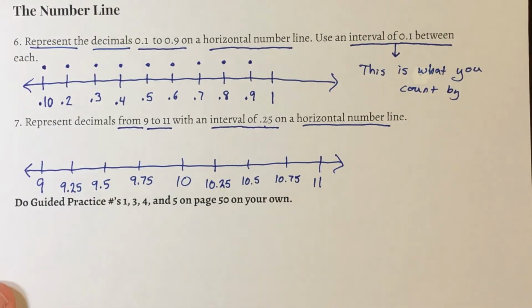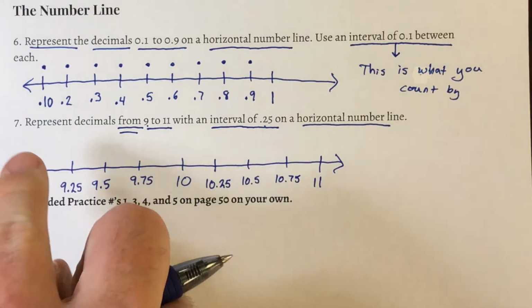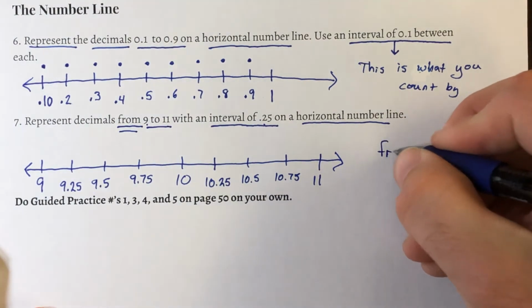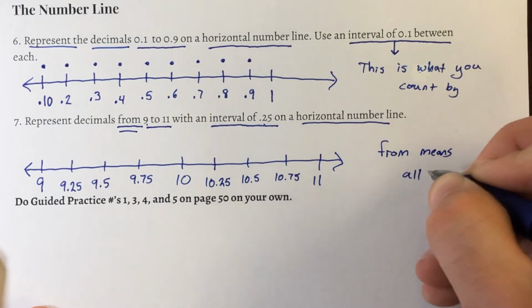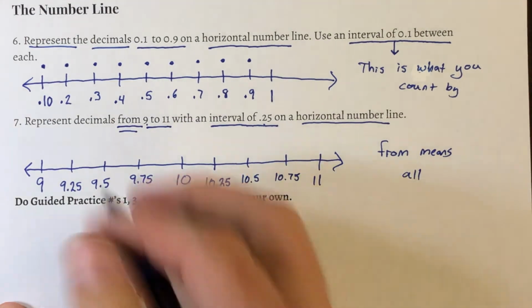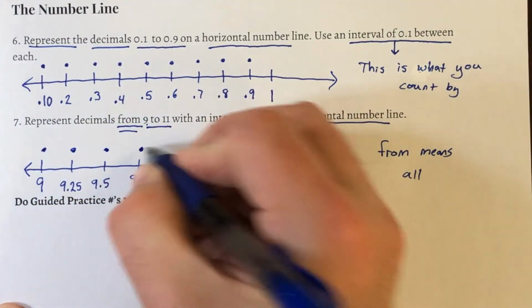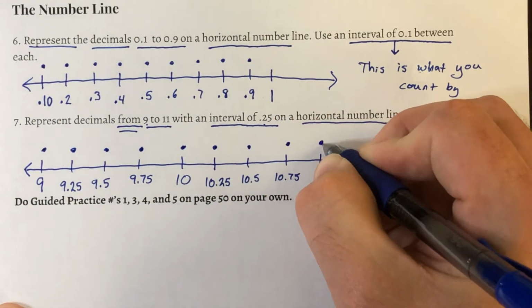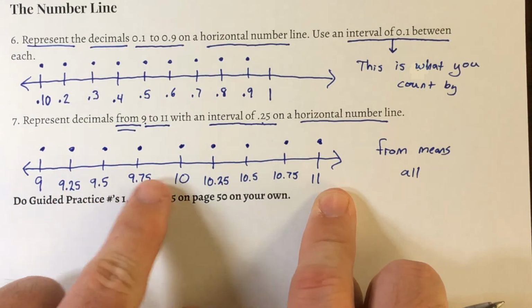Now, which ones get dots? I want the ones from 9 to 11, meaning you have to start at 9 and go all the way to 11. From means all. I don't want the ones between 9 and 11. I want the ones from 9 to 11, so all of them. 9 gets a dot. 9.25 gets a dot. Everyone gets a dot. We are showing that these are all of the numbers from 9 to 11, counting by 25 hundredths every time.